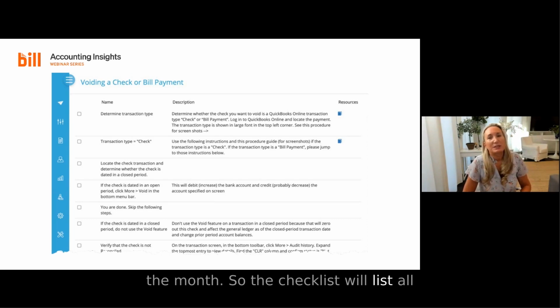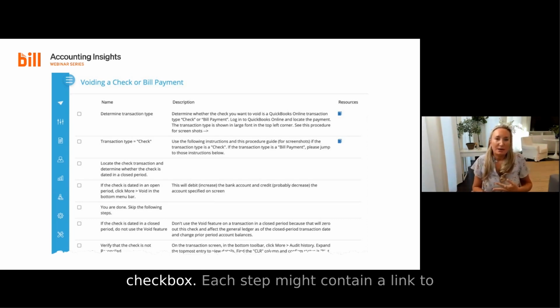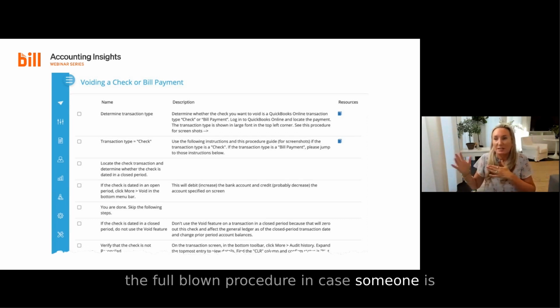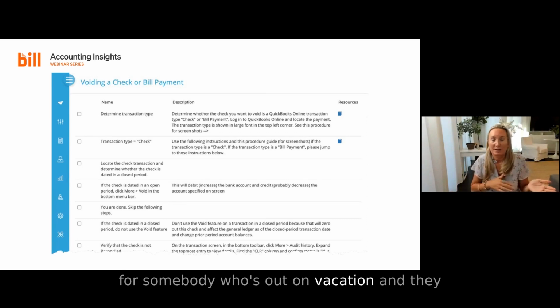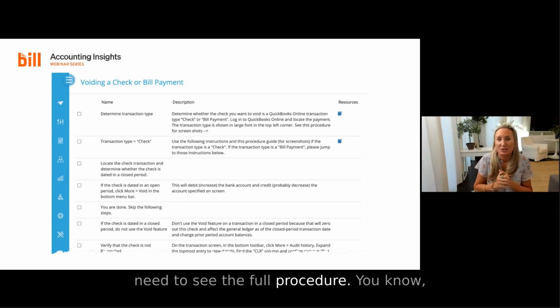So the checklist will list all the steps in order. Maybe they have a checkbox. Each step might contain a link to the full-blown procedure in case someone is new or steps in to do the work for somebody who's out on vacation and they need to see the full procedure.